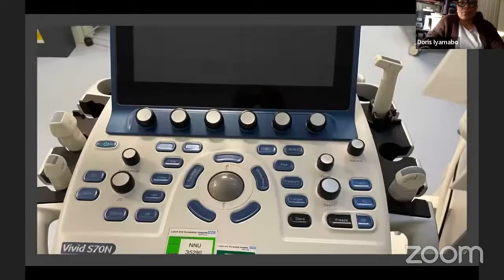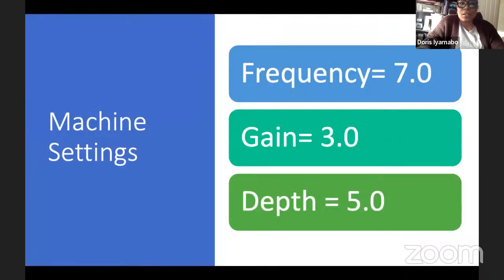I wanted to start by showing you a machine. This is our ultrasound machine, and we have a hockey stick probe, which is what I have been using for the cases. These are the preset machine settings. I have not changed them for now. I'll wait to hear what you have to say, Alok, about the images and subsequent ones.